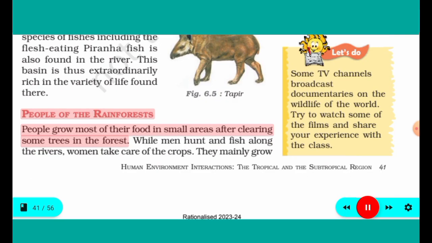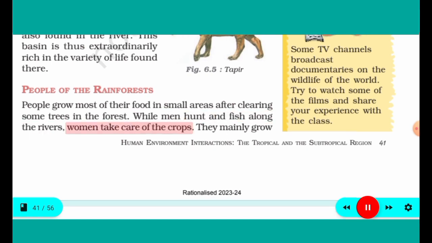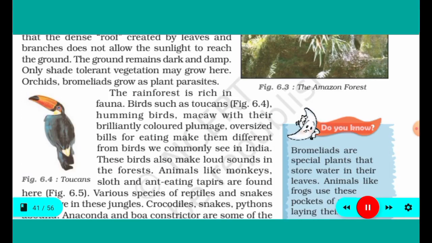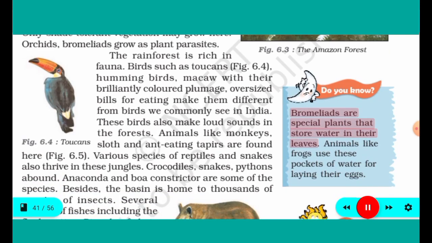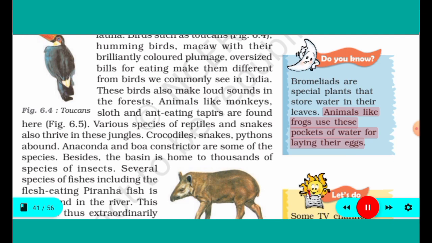People of the rainforests grow most of their food in small areas after clearing some trees in the forest. While men hunt and fish along the rivers, women take care of the crops. Do you know? Bromeliads are special plants that store water in their leaves. Animals like frogs use these pockets of water for laying their eggs.